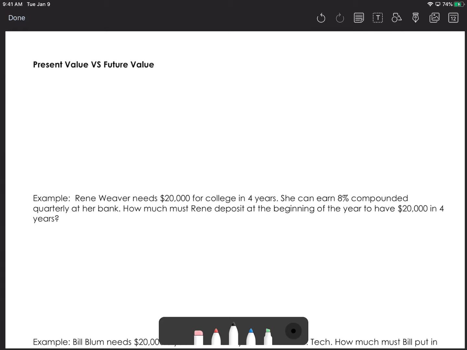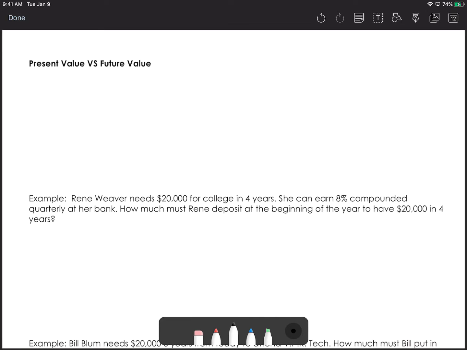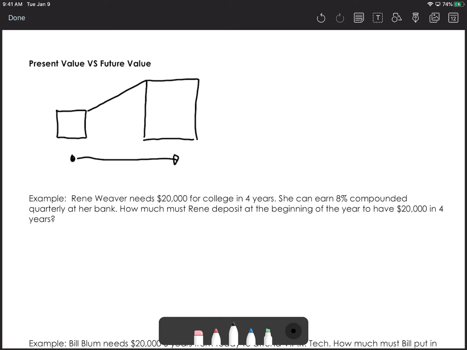Now, when we talked about future value before, we talked about a lump sum of money, which I'm going to draw or represent with a box. And then it sat in the bank and it grew into a bigger lump sum of money. So I'm looking at this like a timeline, which I start here and going to the right, I end up with a bigger box, which represents a bigger lump sum of money.